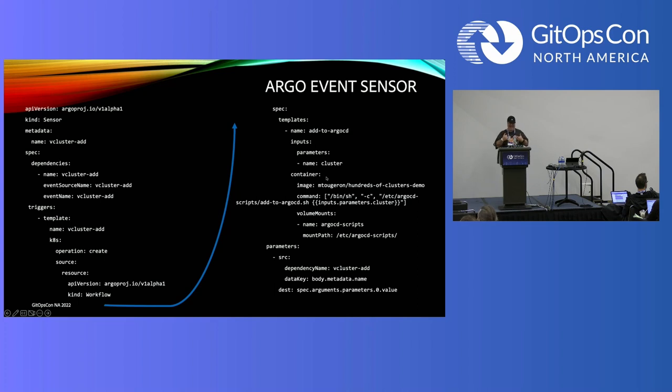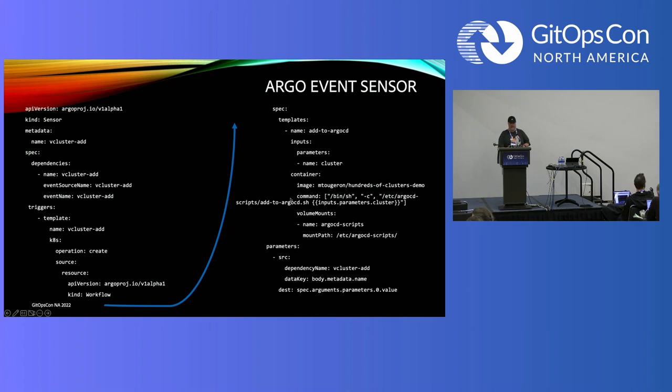Yeah, so what it does is it passes in the parameter coming from the resource that was found to be created in Kubernetes, grabs the name of that resource, and passes it in as the first parameter to that script. So the script can take in the cluster name that was created so it knows what to act upon. And at that point, it's just running a workflow. So whatever you want to do in that workflow, inside your container, inside your script, however you want that workflow to execute. In this case, it's a very simple script.